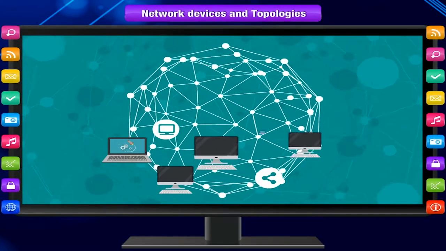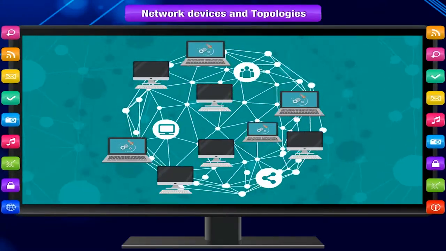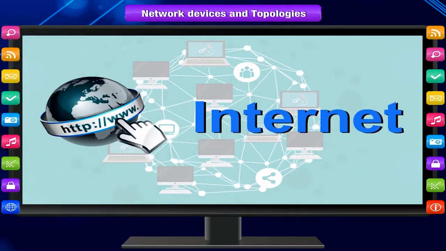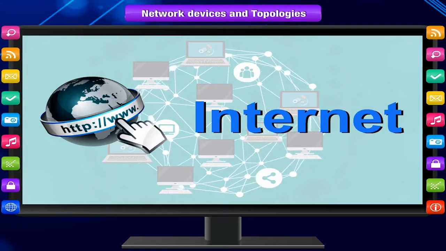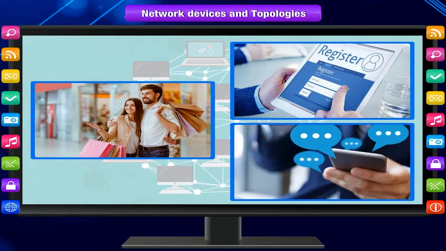A computer network is a set of computers connected together for the purpose of sharing resources. The most common resource that is shared is the internet. We connect to the internet to get information about anything: shopping, registering, messaging, and much more.